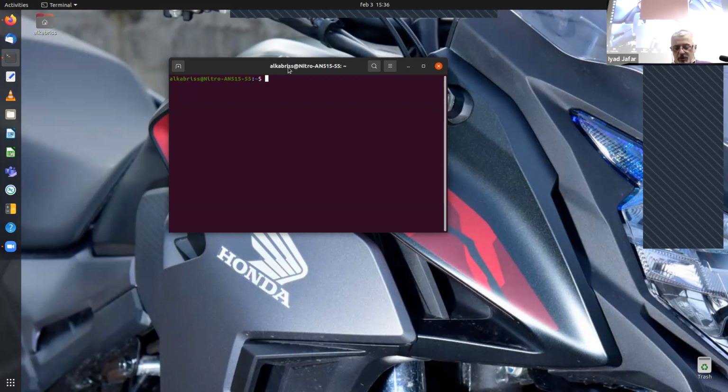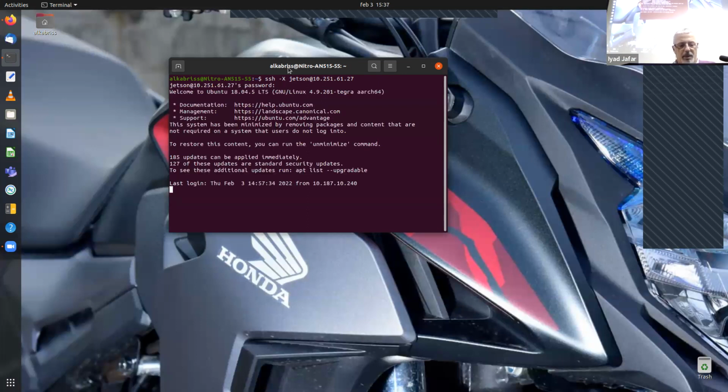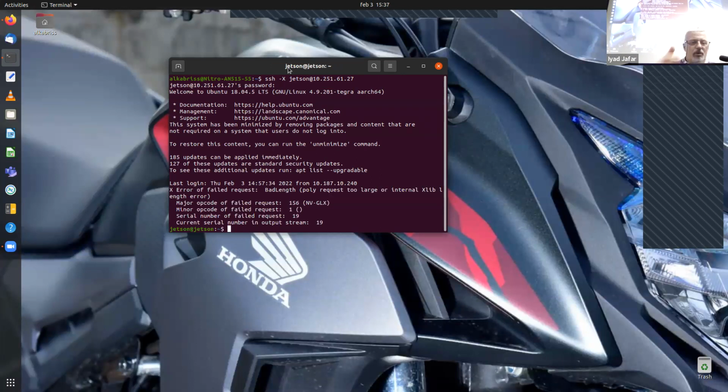So first of all, what I'm doing is I connect from this PC to the Jetson Nano by using this command. The IP address is the IP address of the Jetson, and the X option is in order to get the user interface on my remote host. So in this case, I'm using the secure shell and the password. Okay, now I'm connecting. Now I'm definitely working on the Jetson.